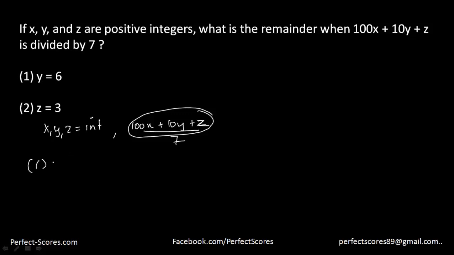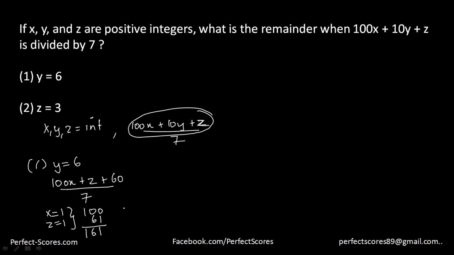The first statement says that the value of y is equal to 6. That means it turns out to be 100x plus z plus 60 divided by 7. Now if I say x is equal to 1 and z is equal to 1, this number is going to turn out to be 100 plus 61, which comes down to 161. If I divide 161 by 7, 7 times 2 is 14, and 7 times 3 is 21. The remainder is exactly 0.